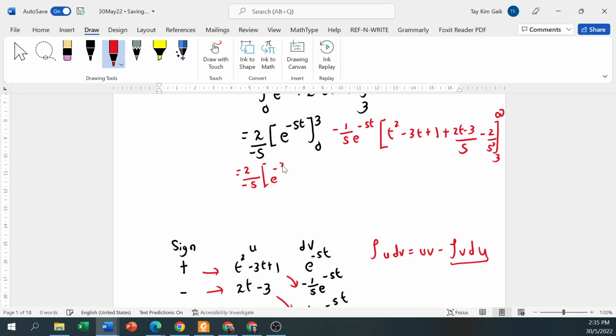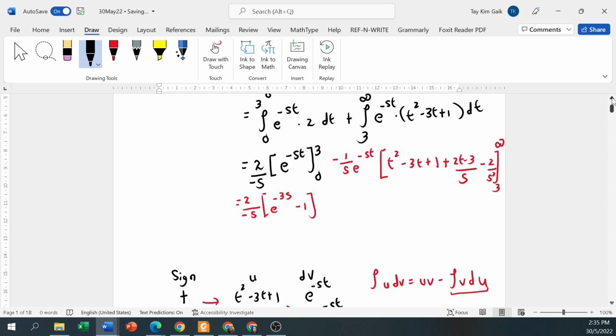So exponent negative 3s. When you plug in 0, this is minus 1. Exponent 0 is 1. Then for the second integral, when you plug in infinity, remember exponent negative s infinity is 0. So the first term, the upper limit, the result should be 0, because exponent negative s infinity is 0, and 0 times anything here, you get 0.